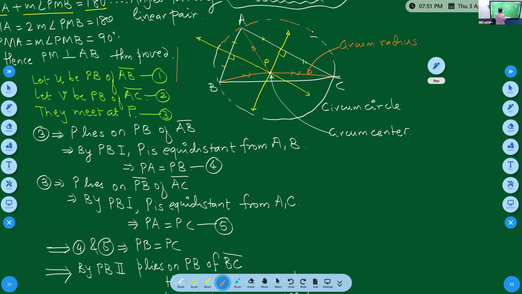Okay, any other question? तुम्ही अप्लिकेशन हा शब्द वापरला तो कसं, म्हणजे कशासाठी Application वापरला? Application of PB1 and PB2. Perpendicular bisector theorem 1 and its converse are used here to prove the concurrency of 3 lines. So application of PB1 and PB2 is concurrency. ओके ओके.